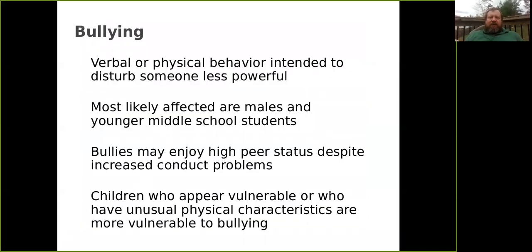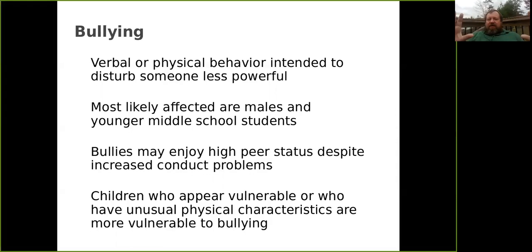So a little more about bullying. Verbal and physical behavior that's intended to disturb someone less powerful in this ongoing relationship. The people who are most likely to be the victims of bullies are boys, particularly boys at the transition point to middle school. So those younger middle school students.